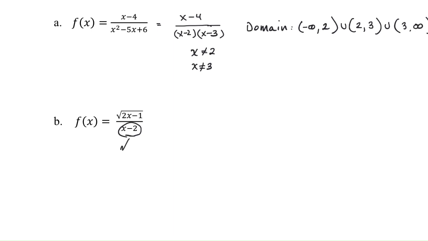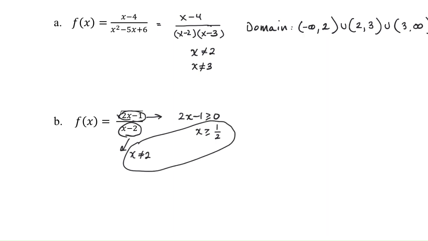From the denominator, we can conclude that x cannot equal 2, but in the numerator, any expression underneath the square root needs to be greater than or equal to 0. So 2x minus 1 needs to be greater than or equal to 0. And if we add 1 and divide by 2, we get x is greater than or equal to 1/2. So there's two statements here that we need to reconcile into one domain statement. Here this says x can only be greater than or equal to 1/2, but also cannot equal 2.